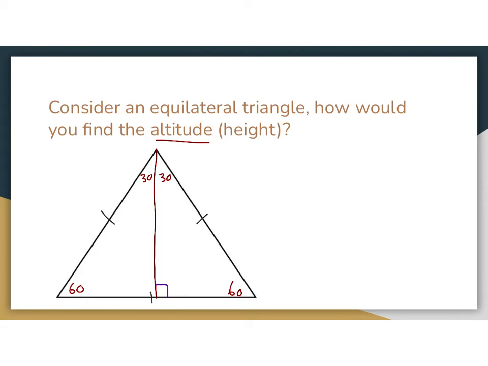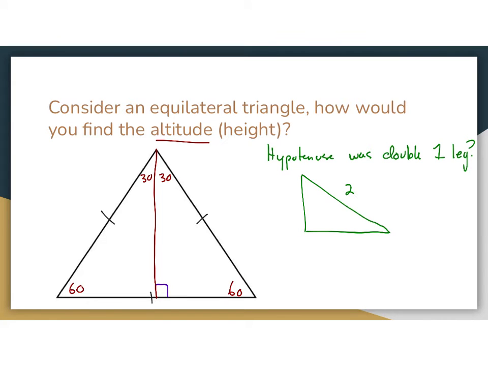All right, now another way to think about this is what would happen if my hypotenuse was double one leg? And here's what I mean when I say that. Okay, what would happen there? So let's just, for argument's sake, say I've got a hypotenuse, and we'll just say that it's 2, and one of the legs is 1. Okay, this happens in a 30, 60, 90 triangle.